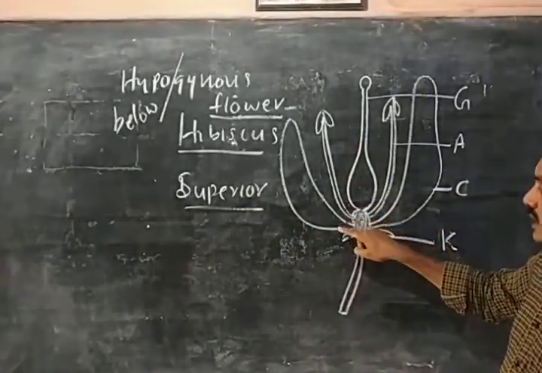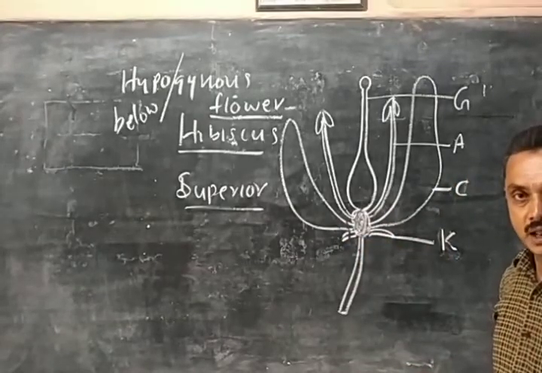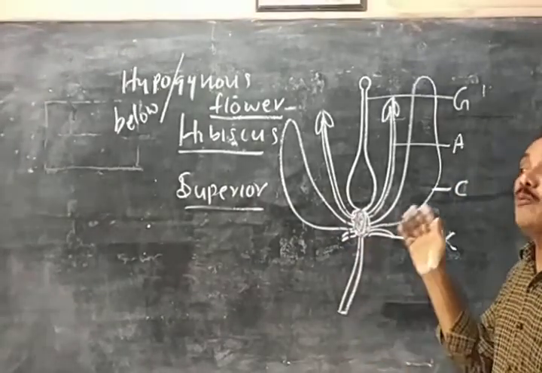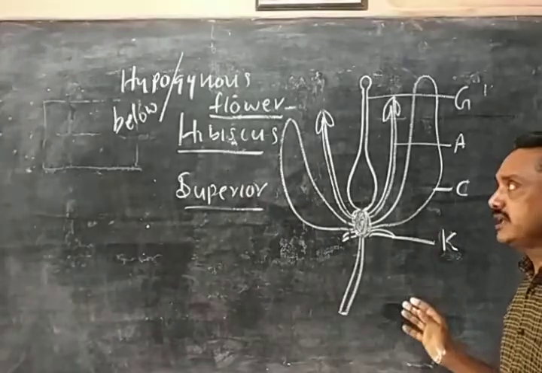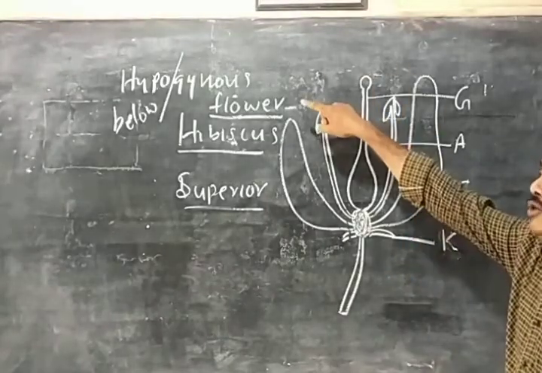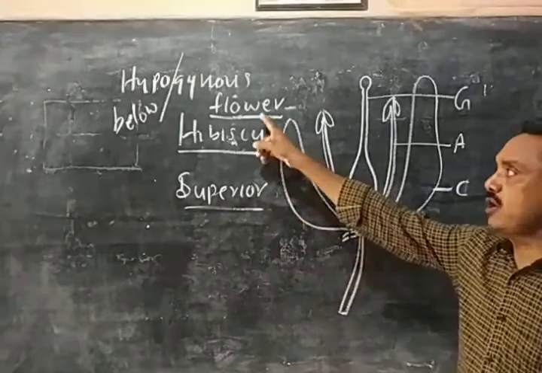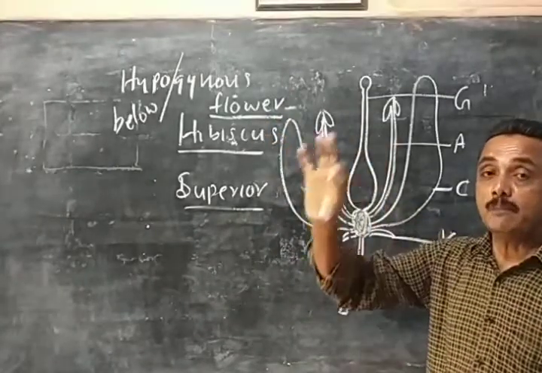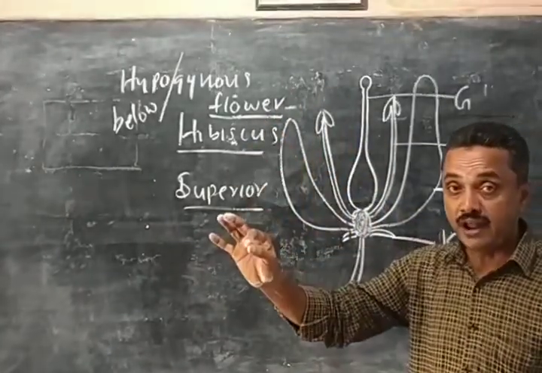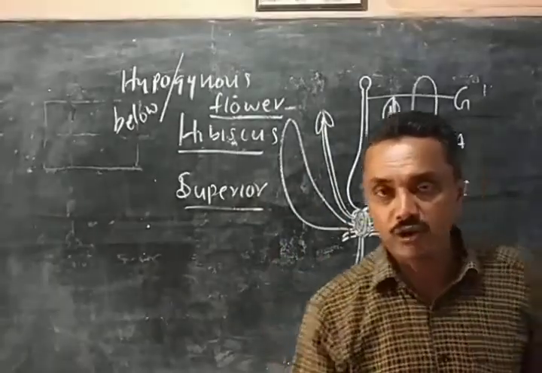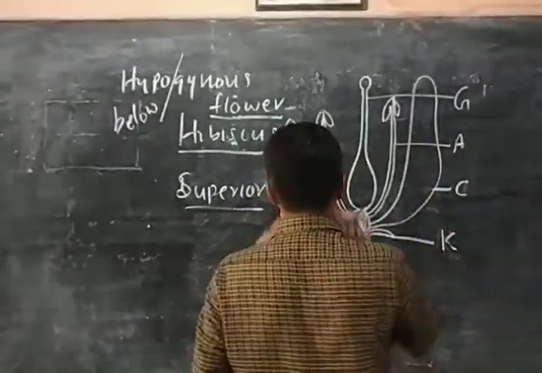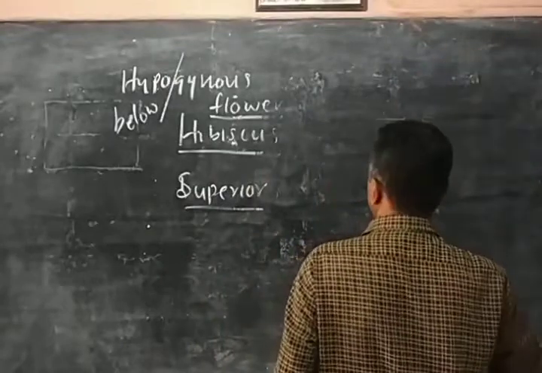Below that, below that, below that. Hibiscus flower is like that. Cucumber flower is like that. So, such flowers are called hypogynous flowers. The ovary is said to be superior. In a hypogynous flower, the ovary occupies the highest position. Other parts are below the ovary or gynoecium. Okay, this is called a hypogynous flower.